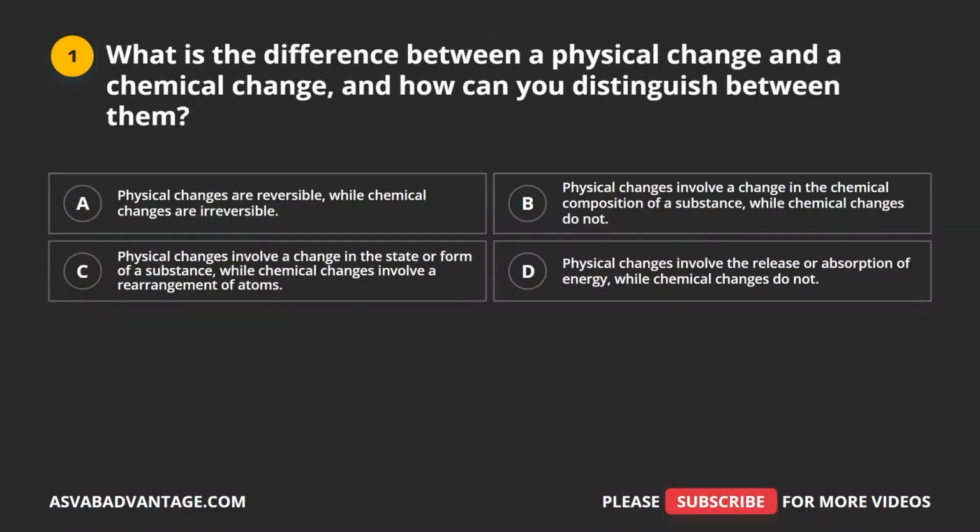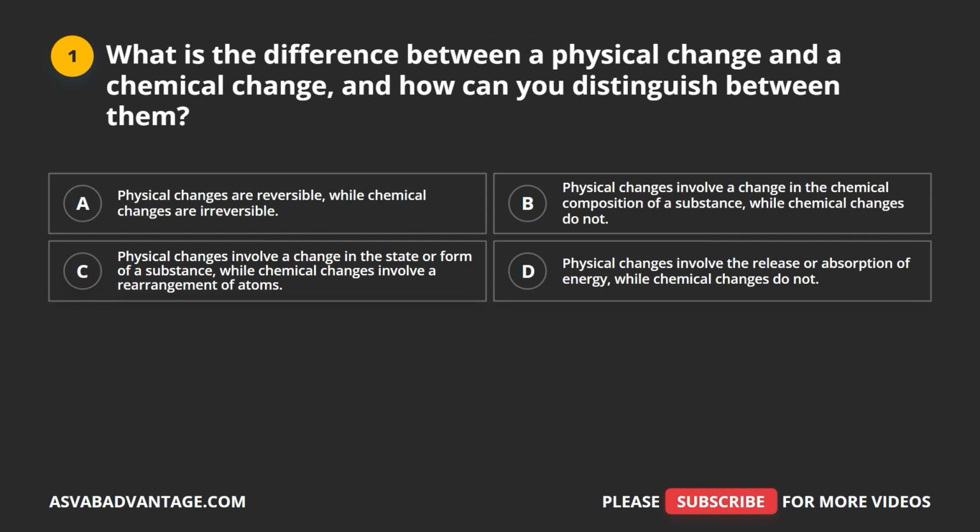Question 1. What is the difference between a physical change and a chemical change, and how can you distinguish between them? A. Physical changes are reversible, while chemical changes are irreversible. B. Physical changes involve a change in the chemical composition of a substance, while chemical changes do not. C. Physical changes involve a change in the state or form of a substance, while chemical changes involve a rearrangement of atoms. D. Physical changes involve the release or absorption of energy, while chemical changes do not.